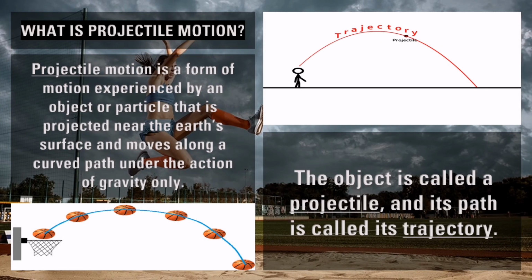Projectile motion is a form of motion experienced by an object or particle that is projected near the Earth's surface and moves along a curved path under the action of gravity only. As seen on the clip, the object being thrown on a curved path is the projectile, and the path is called the trajectory.